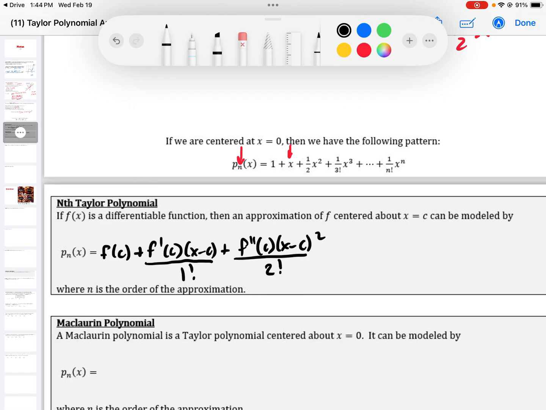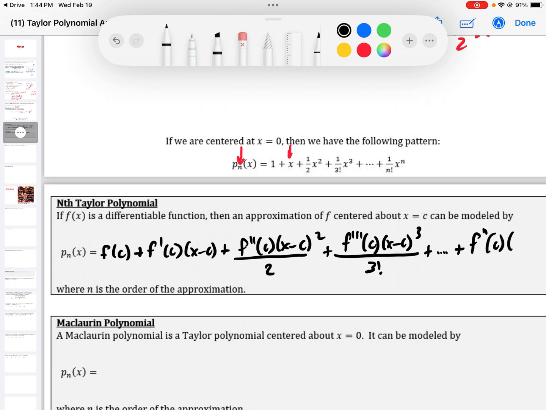2 factorial is just 2, right? This is over 1 factorial, 1 times 1. This is over 0 factorial, which is 1. But we just don't write those. But you have to remember, after this point, it's the third derivative of c times x minus c cubed over 3 factorial, plus the fourth derivative, dot, dot, dot, plus the nth derivative of c times x minus c to the power of n over n factorial.